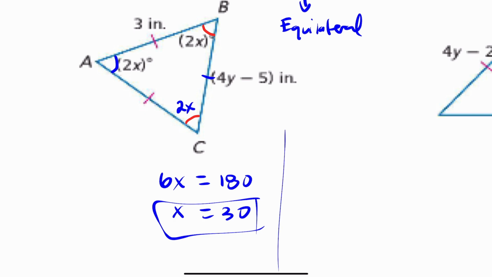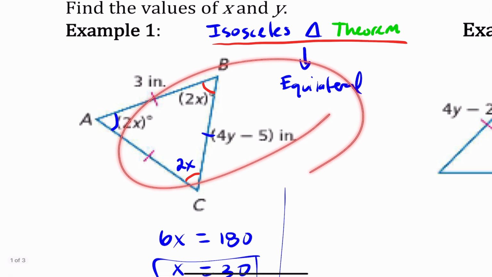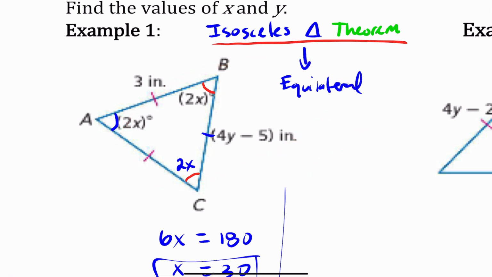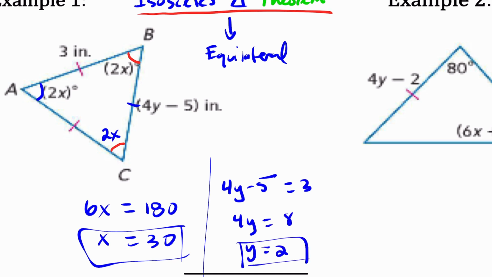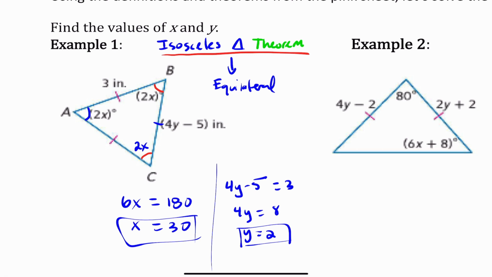To find y, we know that this isosceles triangle became equilateral because we were marking our pictures. We can tell that this is an equilateral triangle, so all the sides are congruent. I can set this and this equal to each other because they are congruent. So I have 4y minus 5 equals 3, so 4y is equal to 8, and y is equal to 2. That's my answer, because my goal here is to find x and y.